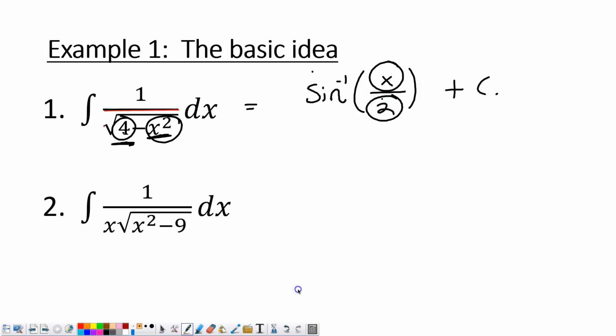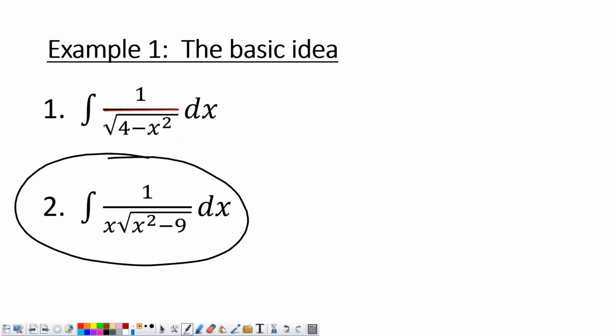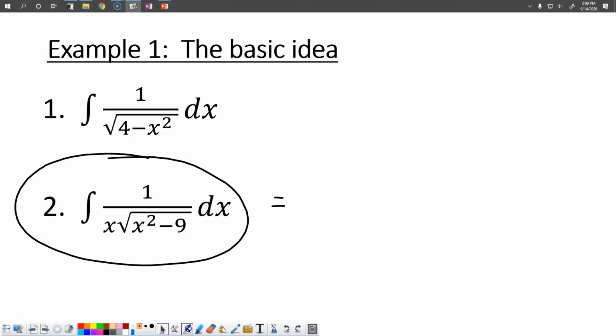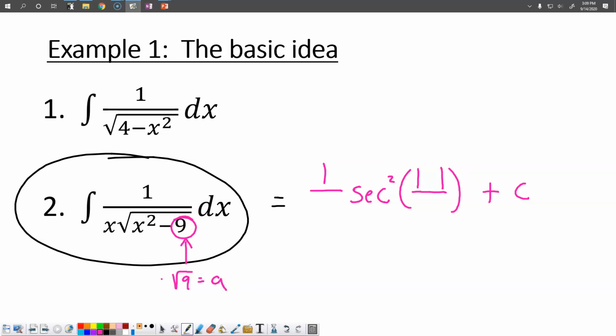Okay? Let's go ahead and do another one here. What pattern does this one seem to be fitting? Well, it fits the arc secant one. The arc secant pattern looks something like this. You have 1 over a arc secant, absolute value of x over a, and then plus c. So we just need to figure out what x and a are. So first of all, for the a, it's the square root of this number. So the square root of 9 is a, which is 3, right?